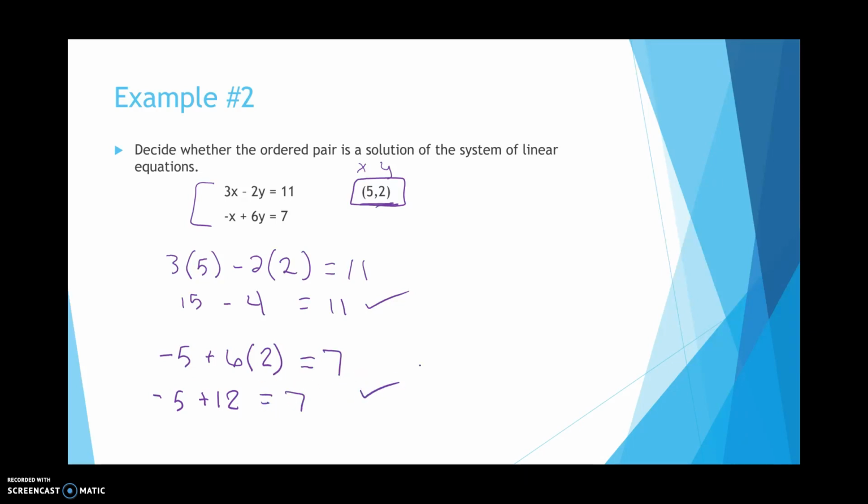So we would say, yes, (5, 2) is a solution. Now, if you were to plug in the ordered pair into either one of these and it was not a solution, then that doesn't work. You would say, no, that's not a solution, if the ordered pair does not equal the value for the equation there.